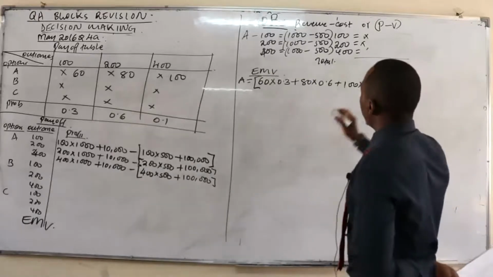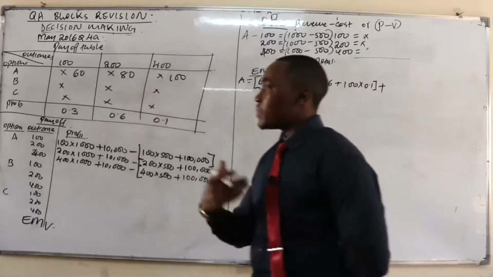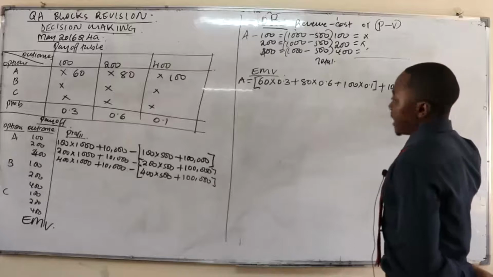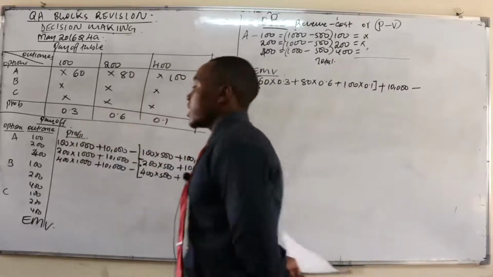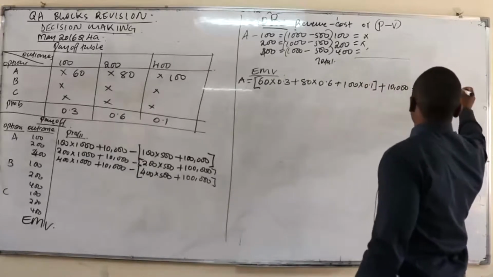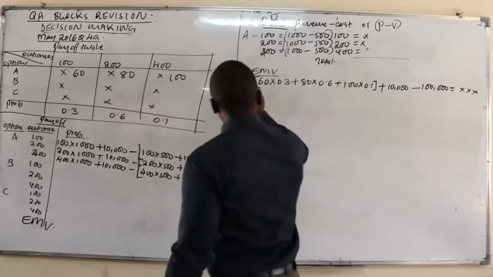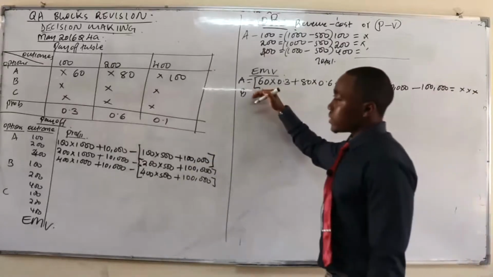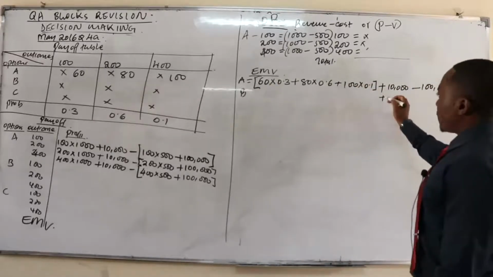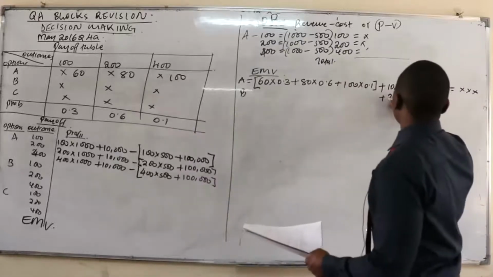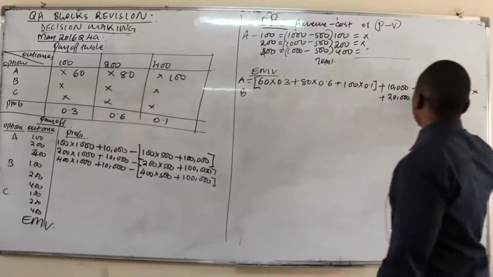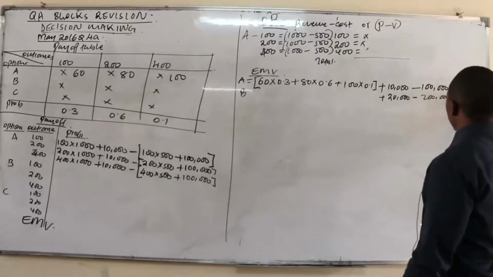Once you get the total contribution margin, then you add. How much is the scrap value for machine A? The scrap value was 10,000 minus how much was the purchase cost for machine A? The purchase cost for machine A was 100,000. You get EMV. You go to B. For B, you do the same. You take the total contribution margin times the probability. You get the total. Then you add the scrap value, and the scrap value for machine B will be how much? 20,000 minus the purchase cost of that machine, which will be 200,000. You get your EMV.